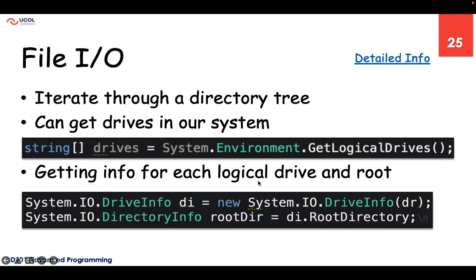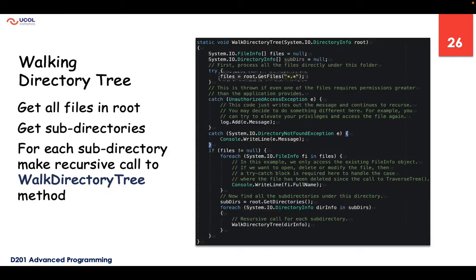Getting info for each logical drive and root. So again, we are getting the drive info from those drives. We have the DR, that is the logical drive, and then we say DirectoryInfo root directory is equal to DI, our drive information. So we say DI.RootDirectory, and it will give me the root directory, the C colon or the D colon or the E colon, whatever, the root directory which contains everything inside it.